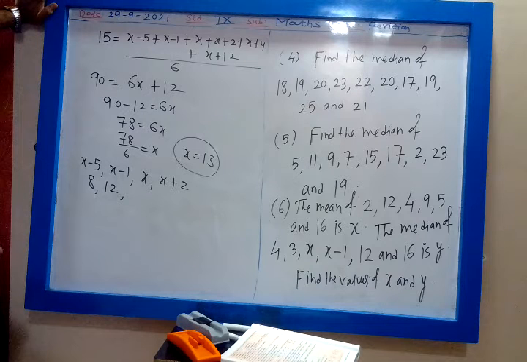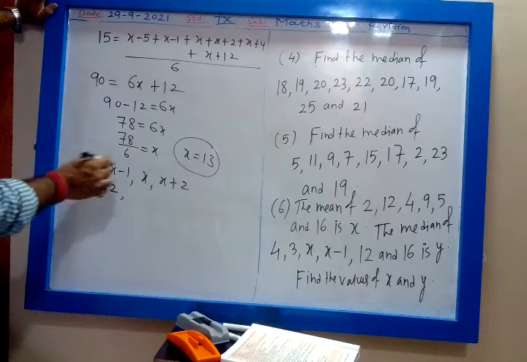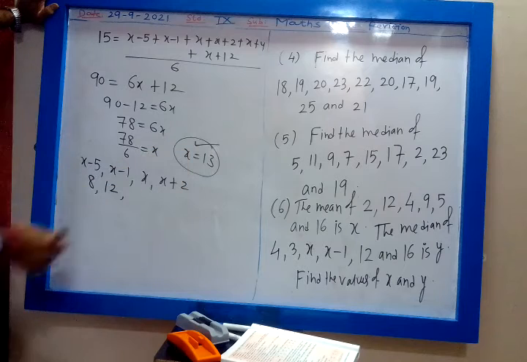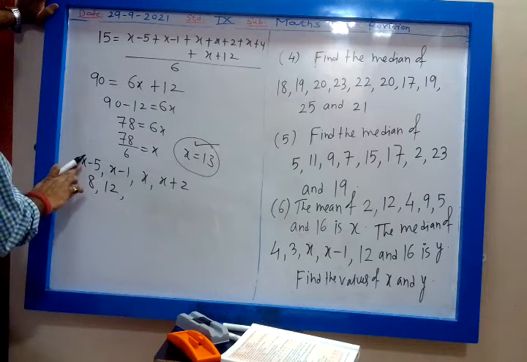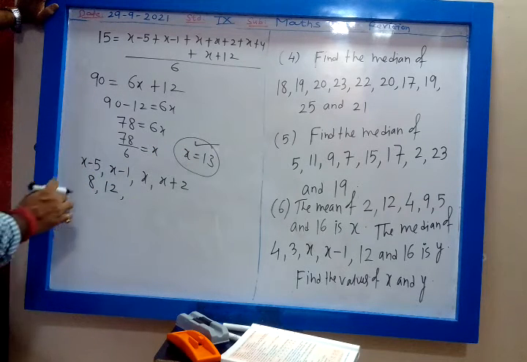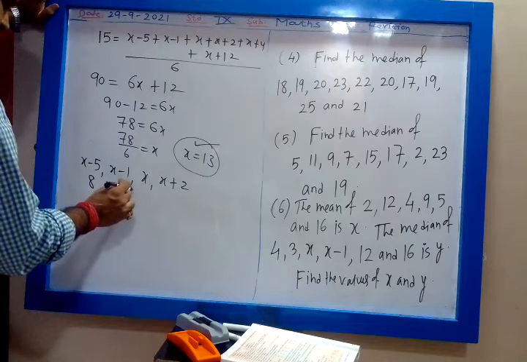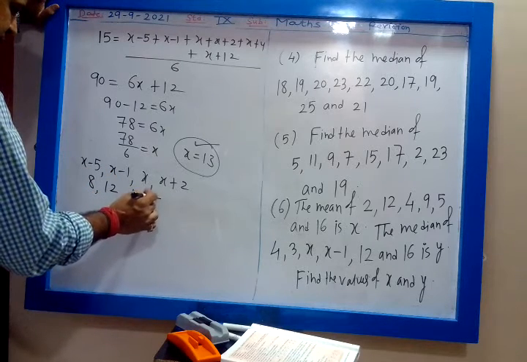Yes, no problem. Same answer. You are getting x as 13. Then it is correct. 13 minus 5, 13 minus 1, 12, 13, and 13 plus 2, 15.